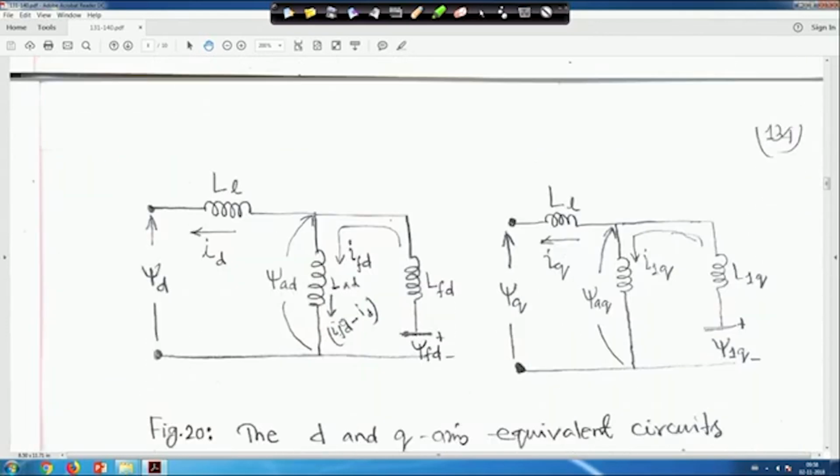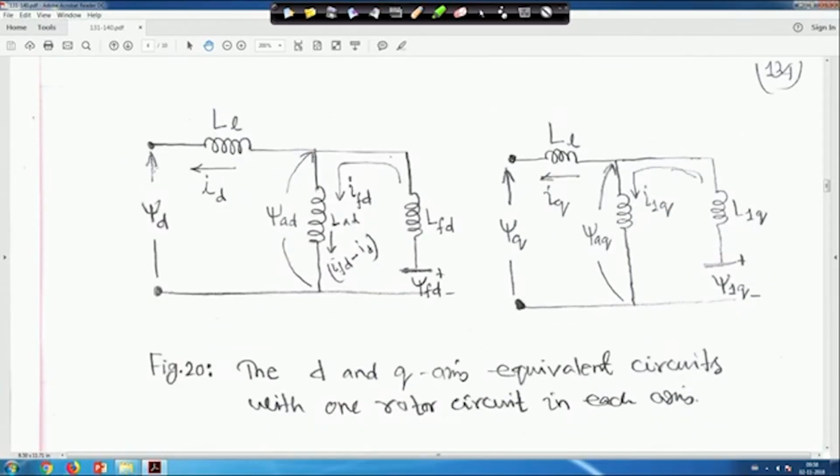That means it is analogous to a DC circuit. This is psi D. Whenever an arrow is shown it means positive, and no arrow means negative. This is psi AD, and this is psi FD, and the current through this is IFD minus ID. This is plus minus, this is psi FD and this is LFD. So, it is analogous to a DC circuit.